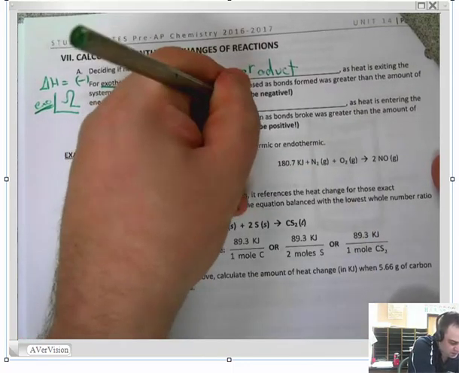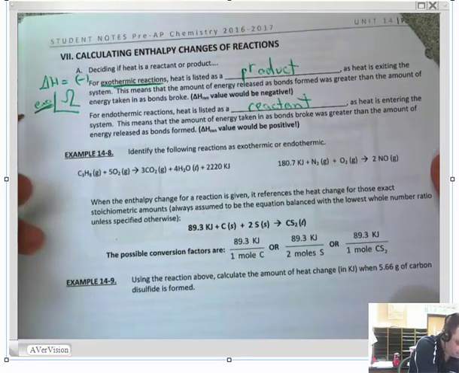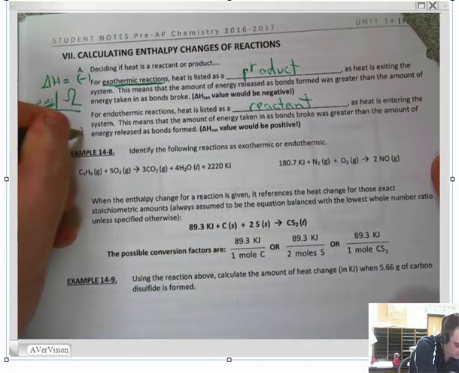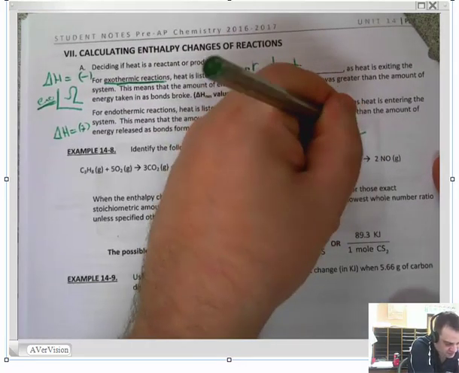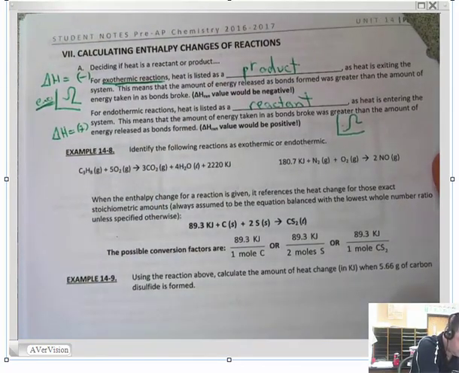If heat is listed as a reactant, the reaction will be endothermic, where delta H is positive, and the graph looks something like this. Okay? Which means that heat was entering the system, which means that more energy was taken in to break bonds than the energy released to form bonds.